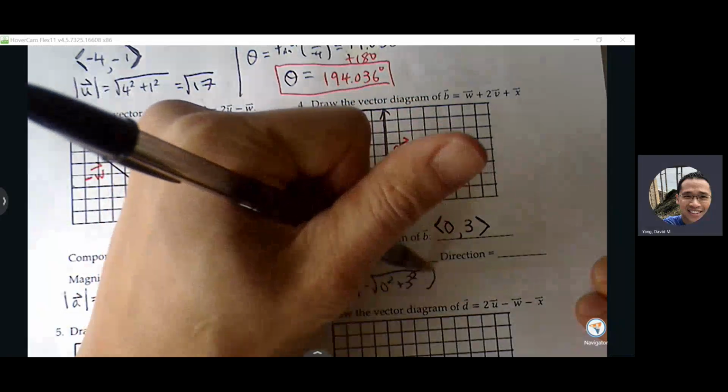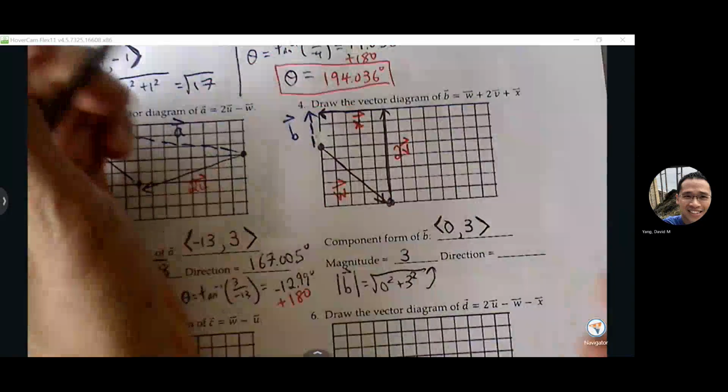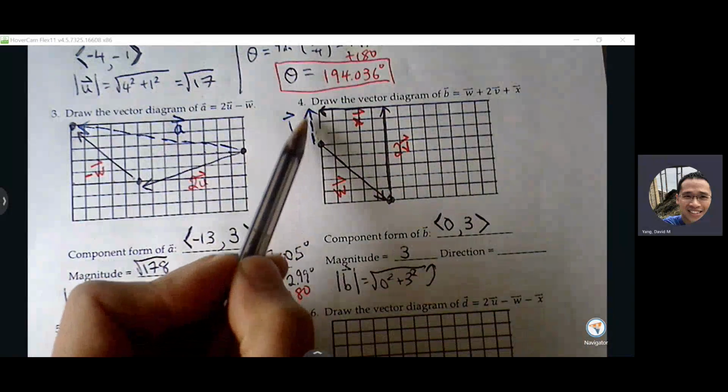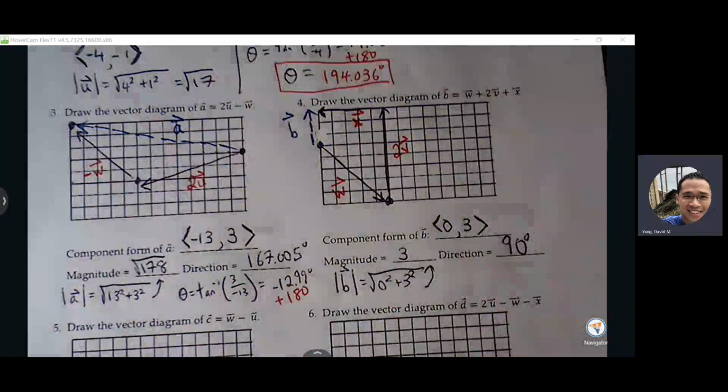I don't have to go through Pythagorean theorem really because it's vertical, so I can just count, right? To me, just 3 units. Direction, if I'm going straight up, what direction is that? 90 degrees. So if it's vertical or horizontal direction, you know it's either 0, 180, 90, or 270.